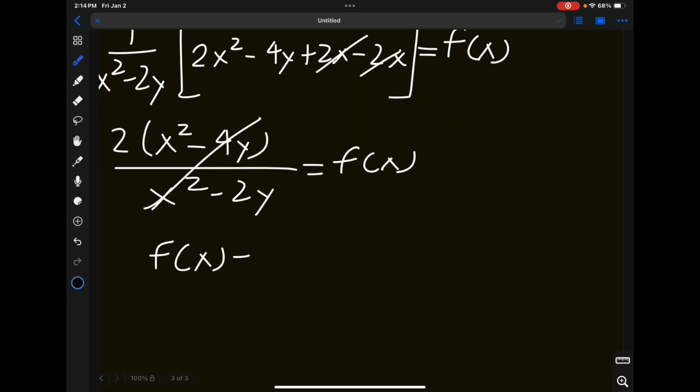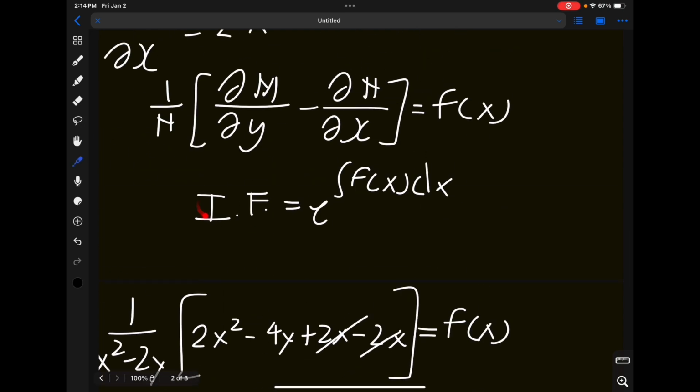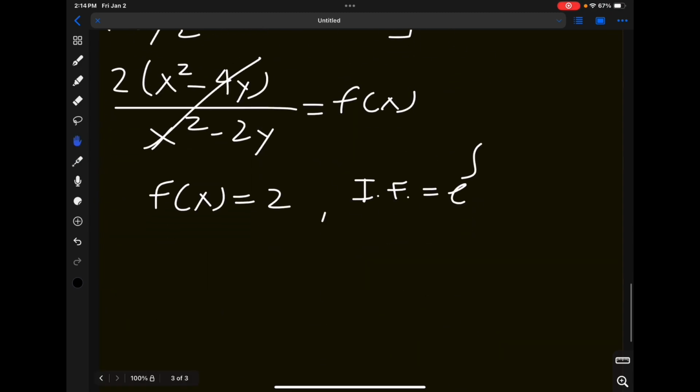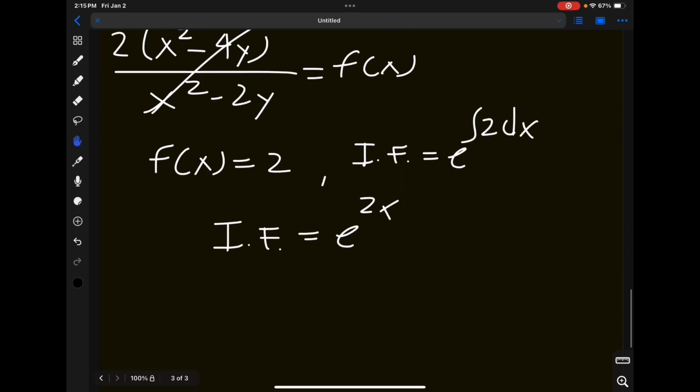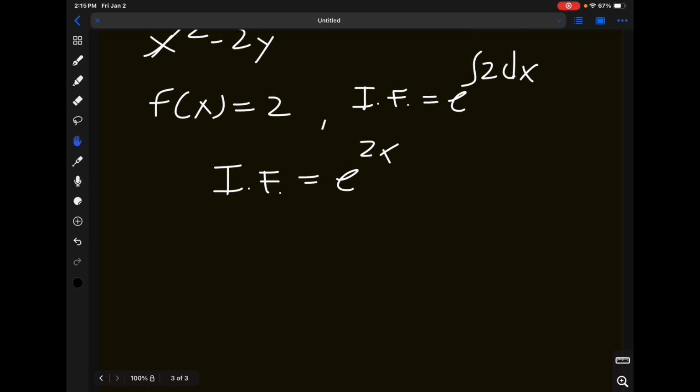Now we solve for our integrating factor: e to the power of the integral of f of x. This is the formula. Our f of x is 2, then we place 2 here, and then dx. Now our integrating factor is e to the 2x. Our integrating factor is to multiply by our original differential equation to convert the inexact DE to exact DE.